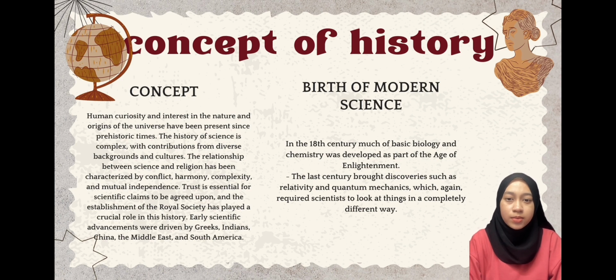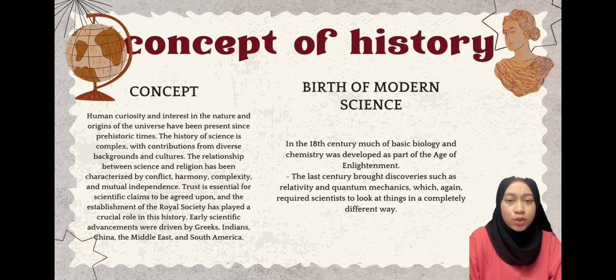Mankind has always been curious about the nature and origin of the universe, with prehistoric people linking observation to prediction. The history of science is often seen as a linear story of progress, but historians have shown that it is more complex. Science is a human activity with contributions from people of various backgrounds and cultures. It is increasingly seen as part of a global history of exchange, conflict, and collaboration.